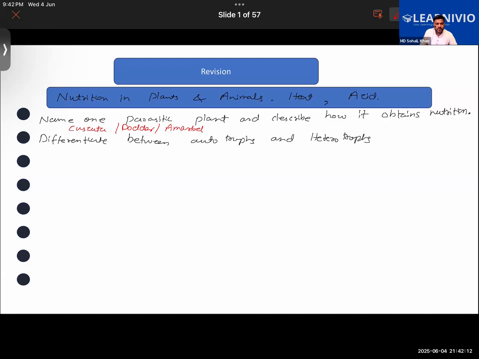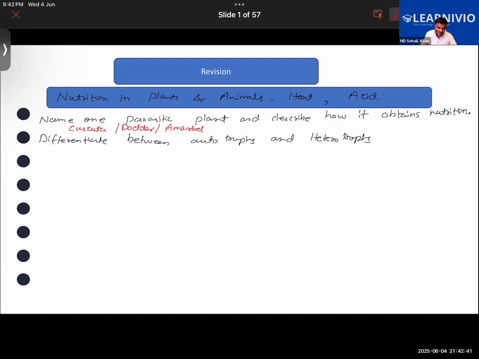Sir, certain plants lack chlorophyll pigment and they will use another plant to obtain nutrition. They are called parasitic plants. Okay, so they'll be getting nutrition directly from the host plants, right? Okay, answer the next question.